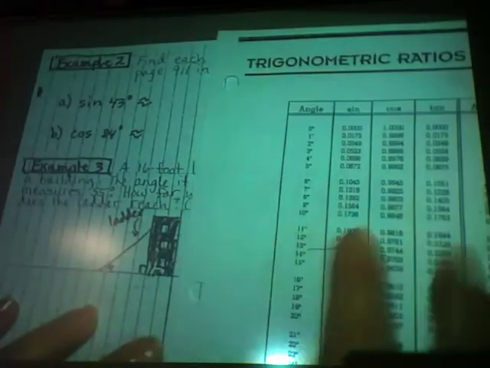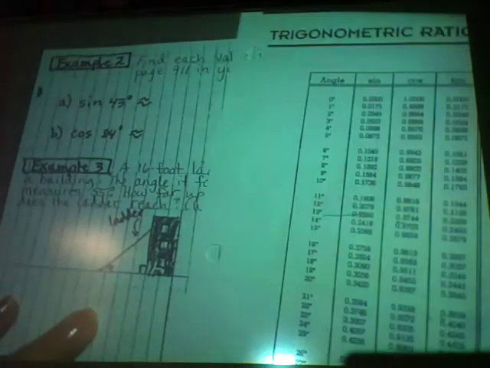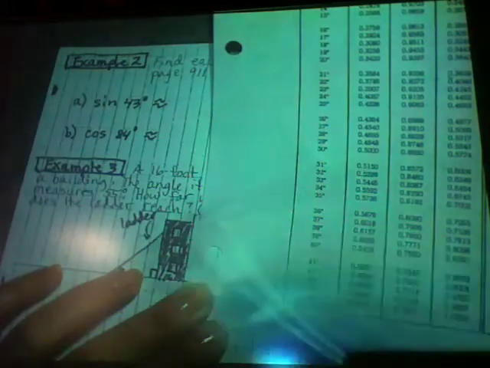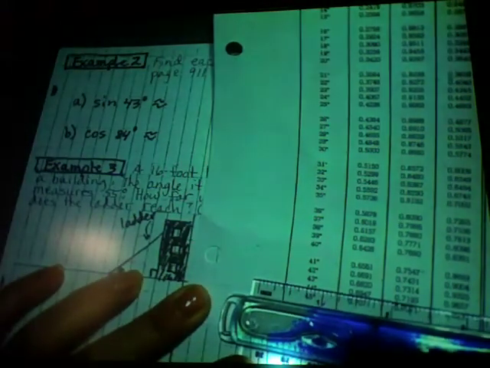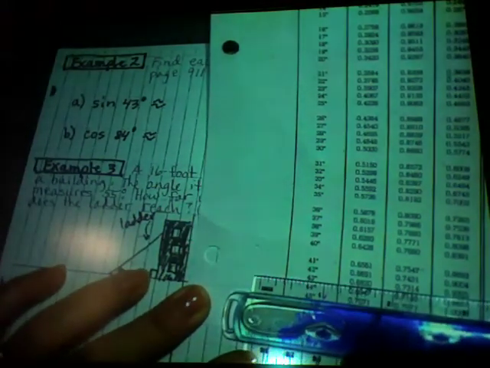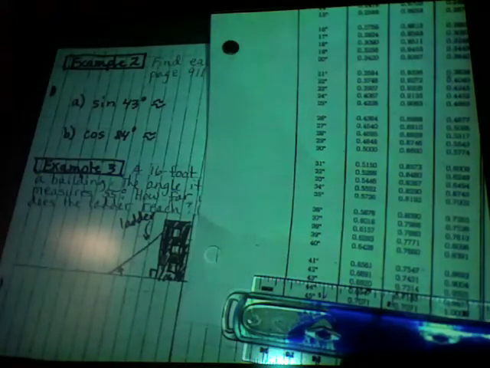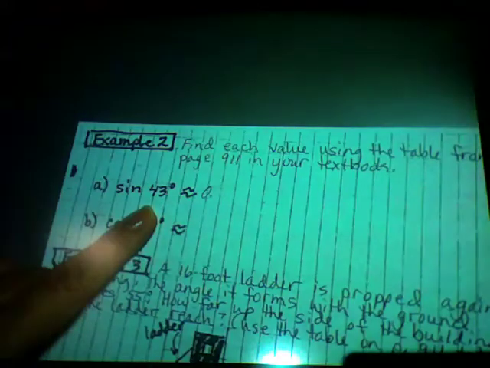So go all the way down to 43 degrees, which is all the way down here at the bottom, right? So here's 43 degrees. Which one of those ratios is the sine? 0.6820, because you're looking at the first column. So we're looking for the decimal equivalency of that ratio that gives us this angle measure. 0.6820. All you're doing is looking it up in the table.